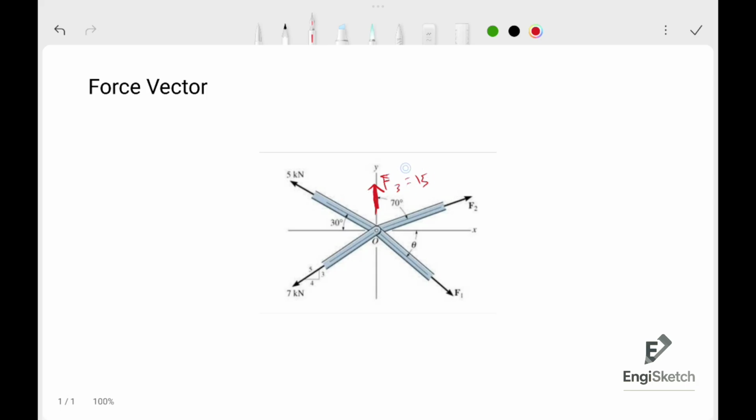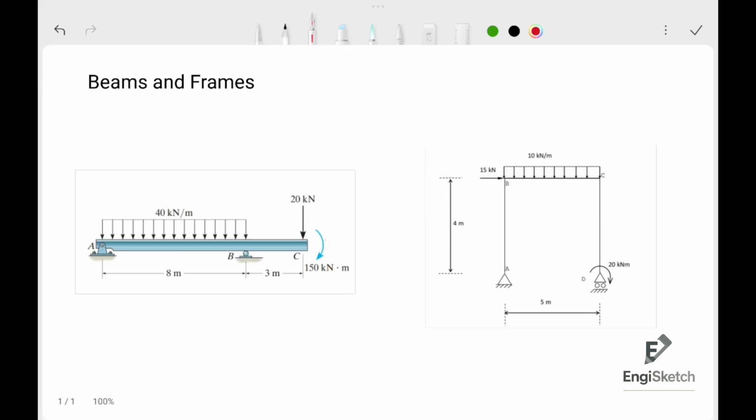Nothing will happen to this force. It's constant on the y-axis, going upward, and equals 15. But for example, the 5 here, it will be rotating to the x-axis, and it will equal a specific value on the x-axis and a specific value on the y-axis. That's the difference between the force acting exactly on the x or y-axis, or an inclined force that is between the x and y-axis. Yes. Second thing is the beams and frames.